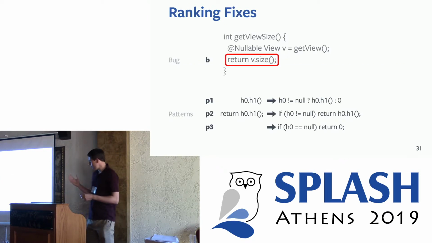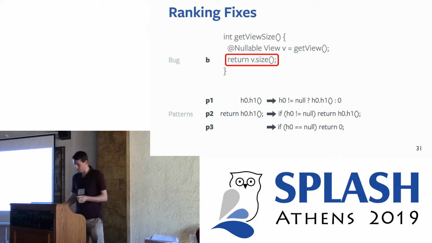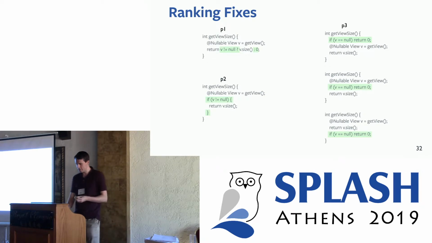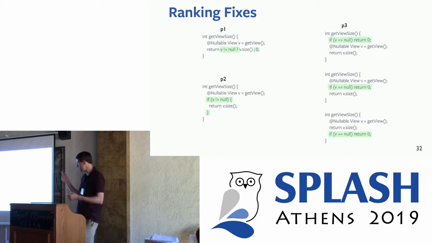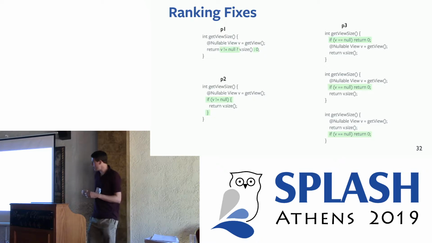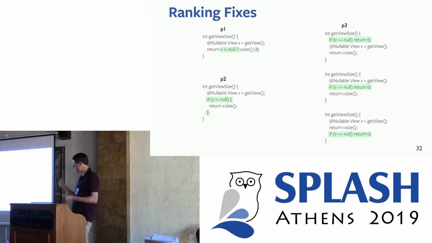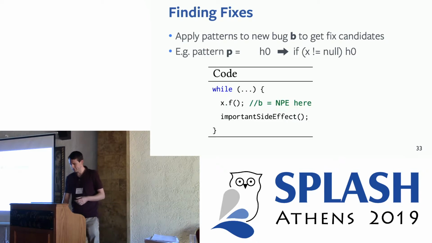So here's an example bug. Here's the three patterns that I just showed before. Let's see what the possible fixes that these patterns will produce are. So we get something like this. We have these three, so we get three matches for the third pattern, and then one match each for the first and the second pattern. And the challenge for Getafix now is we need to determine how to prioritize these fixes.